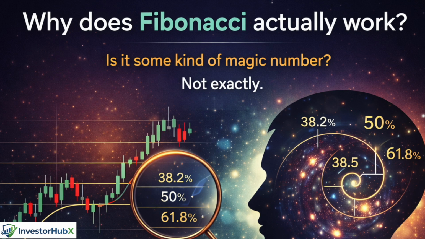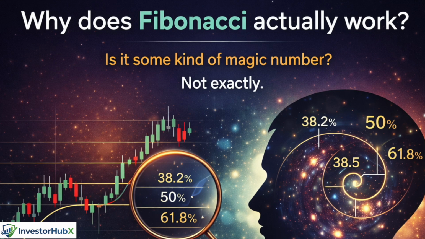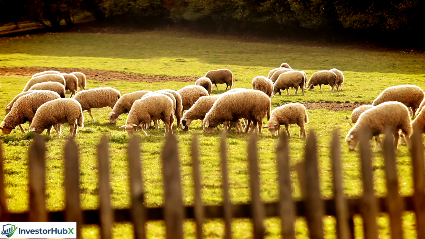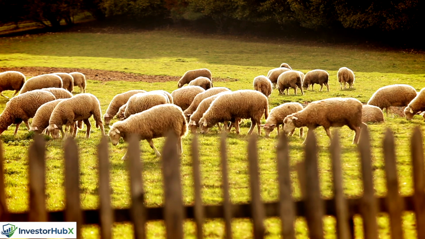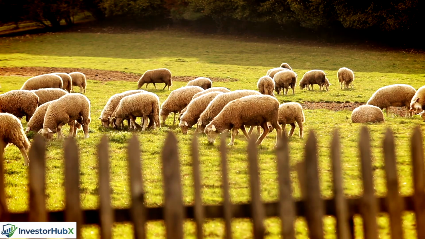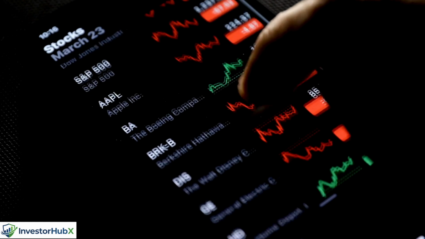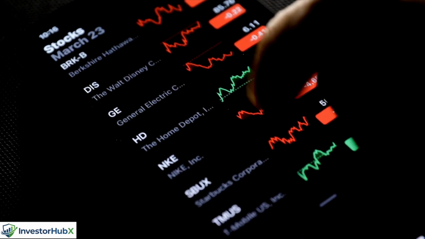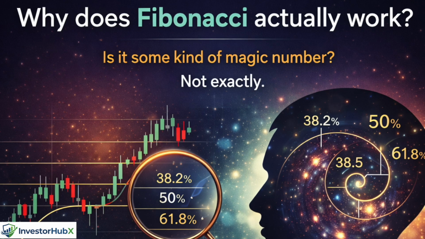So, why does Fibonacci actually work? Is it some kind of magic number? Not exactly. It's human psychology. Markets are driven by people, and people tend to behave in patterns. When price moves strongly, traders don't usually jump in at the top. They wait for a pullback, and very often, that pullback happens around familiar levels like 38.2%, 50%, or 61.8%.